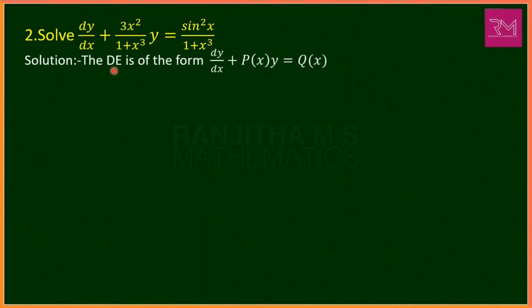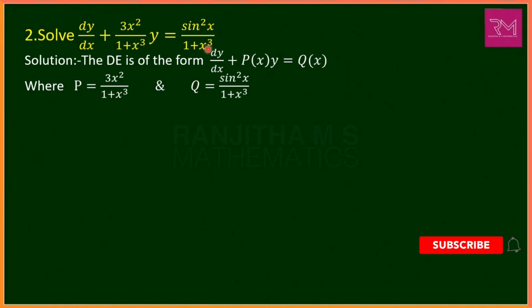We shall move on to another problem. Solve dy/dx + 3x^2/(1 + x^3) y = sin^2 x/(1 + x^3). First, we have to note whether the given differential equation is a linear differential equation or not. Here it is of the form dy/dx + P(x) y = Q(x), where P is 3x^2/(1 + x^3) and Q is sin^2 x/(1 + x^3).